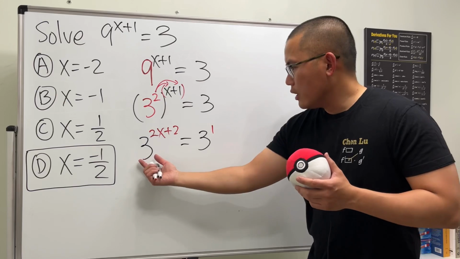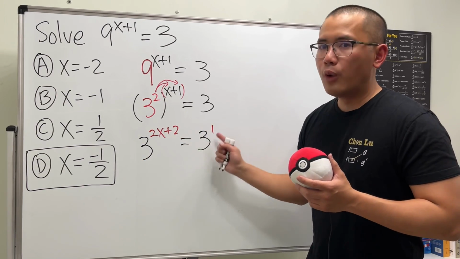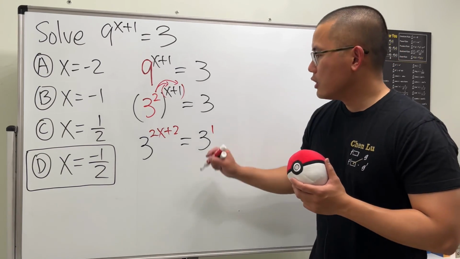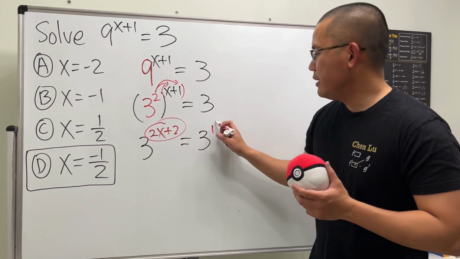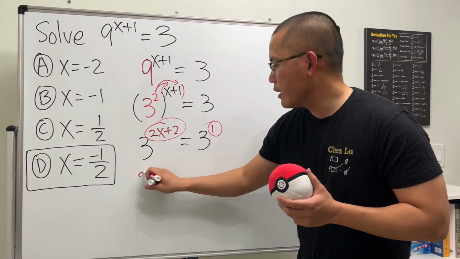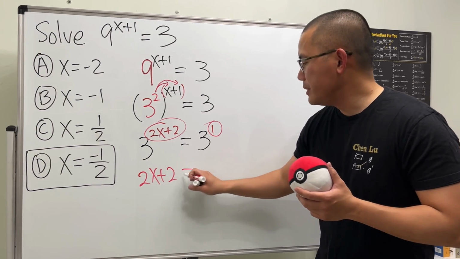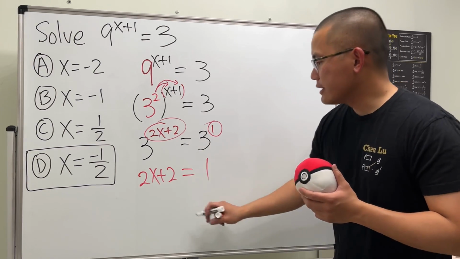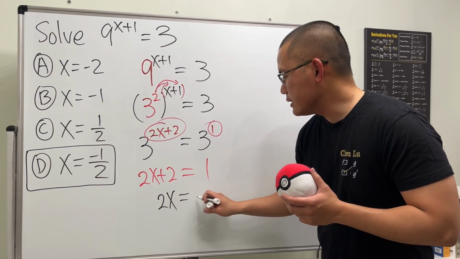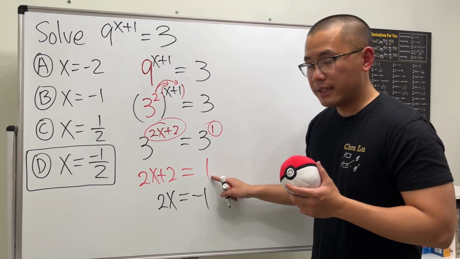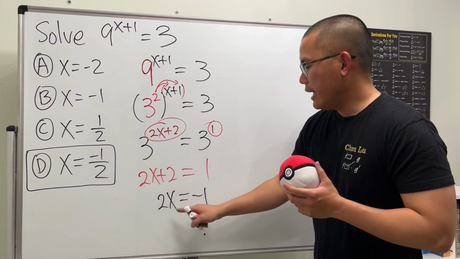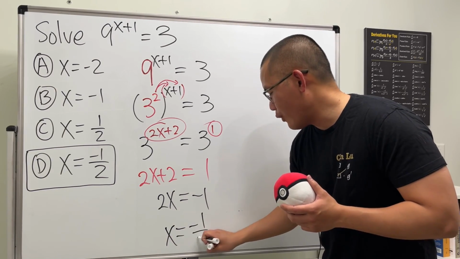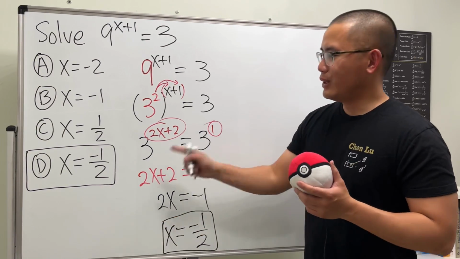Now, as we can see, when the bases are the same, the powers must be the same. This is one of the properties of exponential functions. So, we must have this being the same as that. So we can just write down 2x plus 2 has to be equal to 1. And then we can just solve the equation from here. Minus 2 on both sides, we will get 2x equals negative 1, right? 2 minus 2, 1 minus 2 is negative 1. And then we can divide the 2 on both sides. X equals negative 1 over 2, just like what I told you over there.